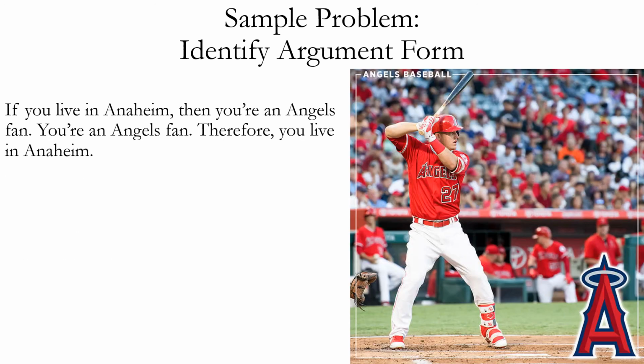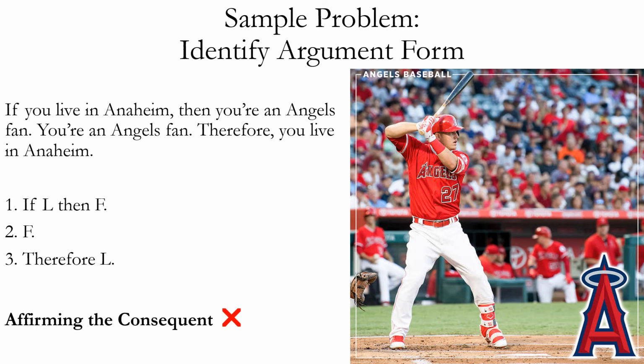Another sample problem. If you live in Anaheim, then you're an Angels fan. You're an Angels fan, therefore you live in Anaheim. So we begin by looking at the general logical form of this argument. If L, then F, F, therefore L. So what is the argument form? This is affirming the consequent, which is not valid.